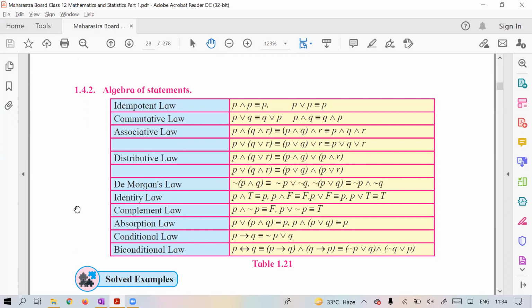so there is some algebra of statements. So you see here, P and P. So P and P, the same thing twice, okay? So that is the same as P. P or P is also the same as P. Then P or Q is equivalent to Q or P. This is called commutative law, okay? And P and Q is equivalent to Q and P. So first was idempotent law, okay? And second is commutative law, third is associative law.